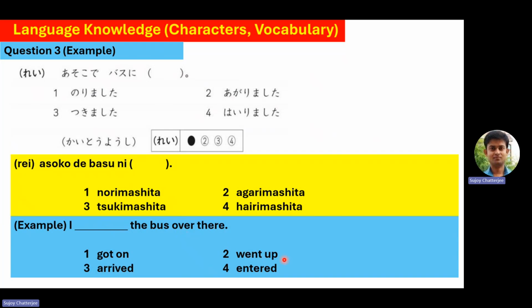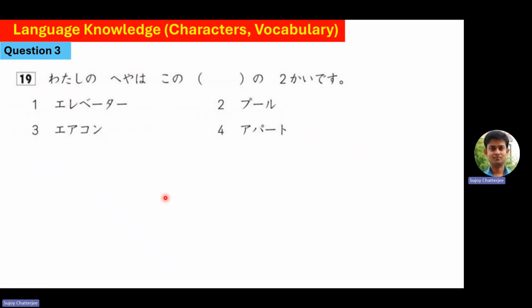Went up the ladder is okay. Arrived at is okay, but in that case the particle used would not be the answer. And entered, we do not enter the bus, we board the bus, we get into the bus. So although these are grammatically correct, the correct meaning will be got onto the bus, which is norimashita. So this is just an example. Now let's look at the actual question.